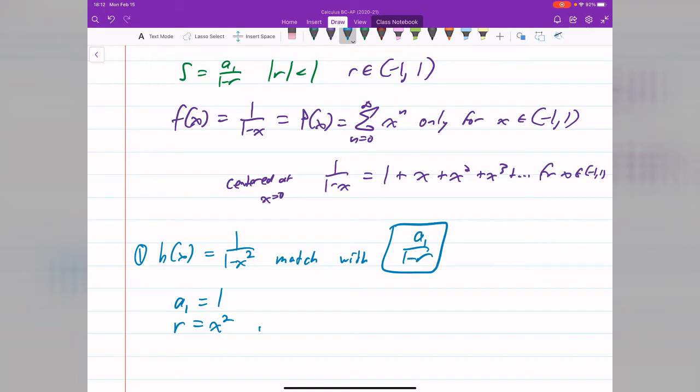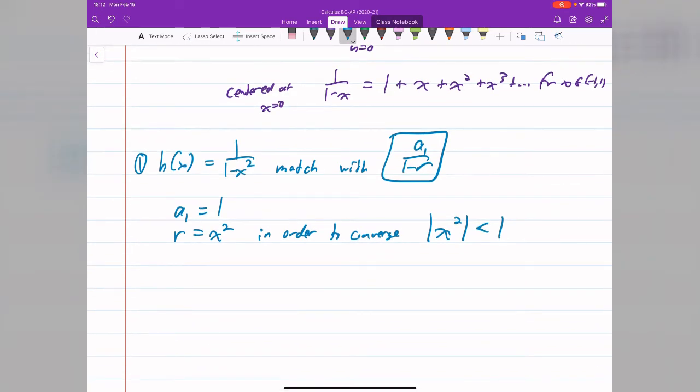And also, in order to converge, I need the absolute value of x squared to be less than 1. That's what has to happen because we know that in a geometric series, the absolute value of r needs to be less than 1 in order for that series to converge. Well, the absolute value of x squared less than 1 is actually going to give the same convergence pattern as -1 to 1. And you can kind of substitute values in and see that that would be true. Those are the only values that would end up working.